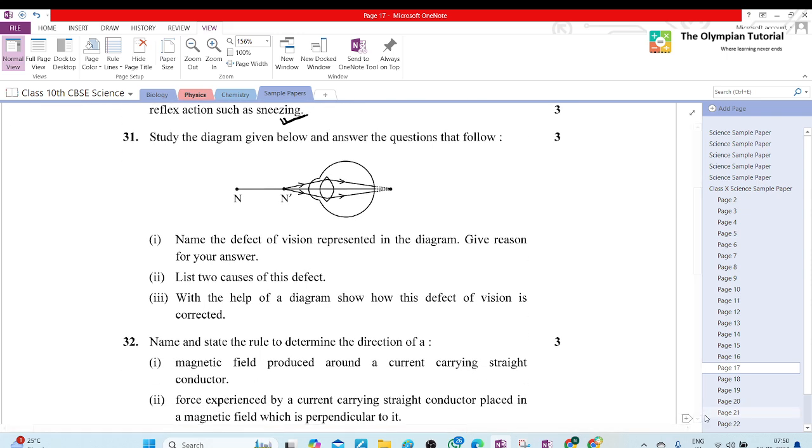Study the diagram given below and answer the questions that follow. Name the defective vision represented in the diagram. Give reason for your answer. List two causes of this effect. With the help of a diagram, show how this defective vision is corrected.